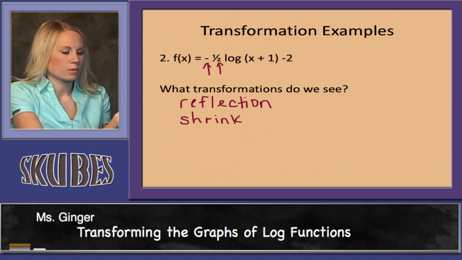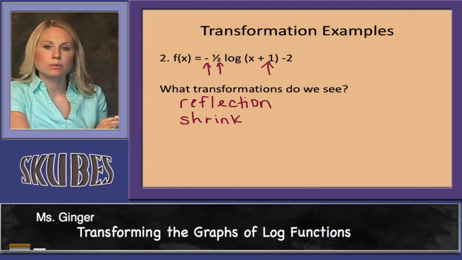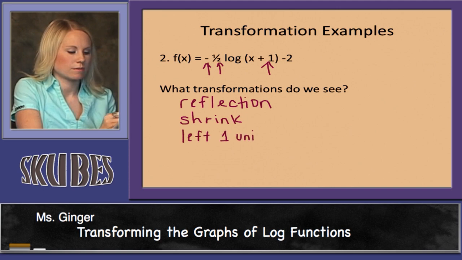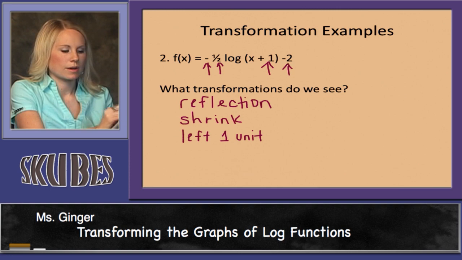We see a plus 1 here, which is going to move us left that amount of units. So left 1 unit. And we've got a minus 2 at the end, which is telling us to move down 2 units.